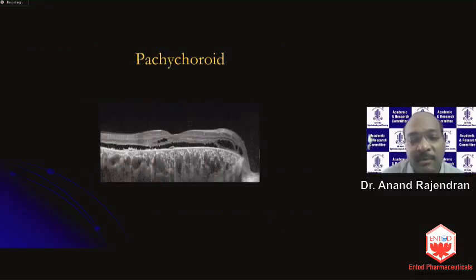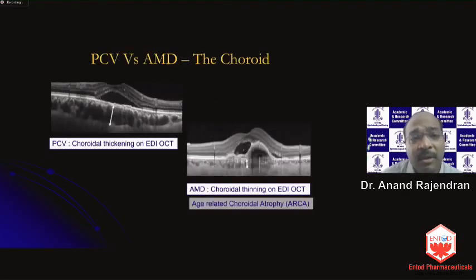Now, with advances in understanding of macular pathologies, we're beginning to realize that a lot of retinal pathologies have their roots or cause in the choroid. And with advances in OCT technology, we are able to image that better. For example, very often PCV and AMD both look quite similar. But when you look at the choroid, it separates them as chalk and cheese.